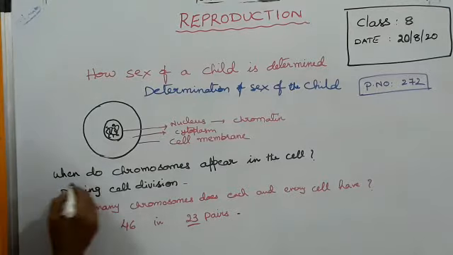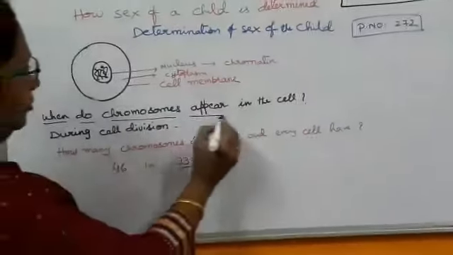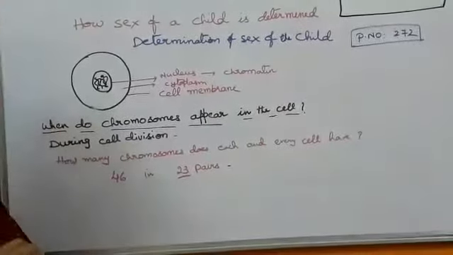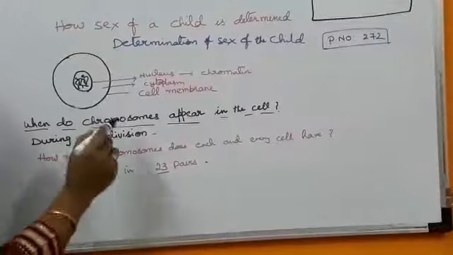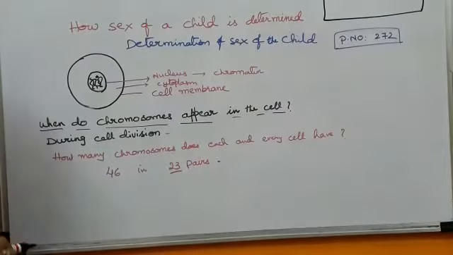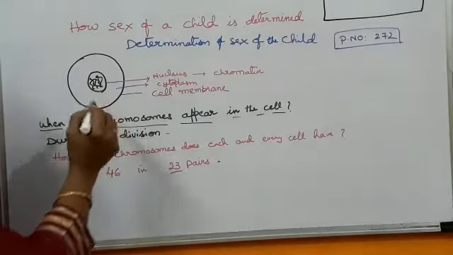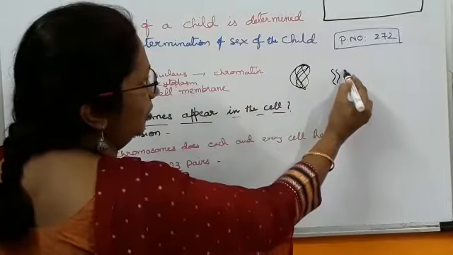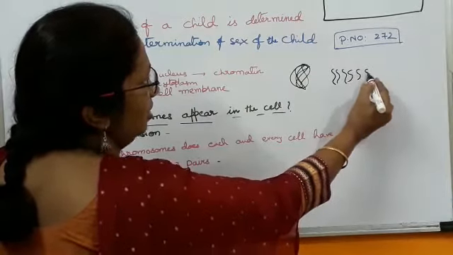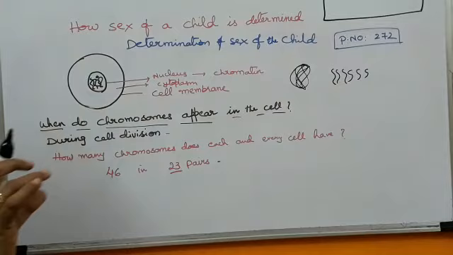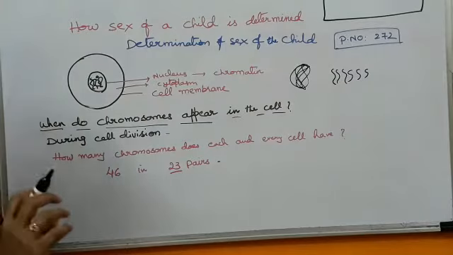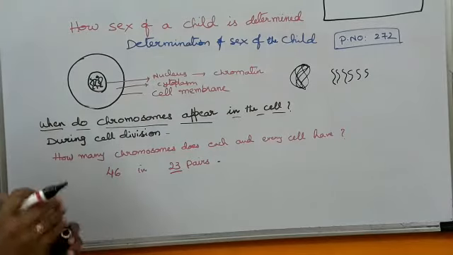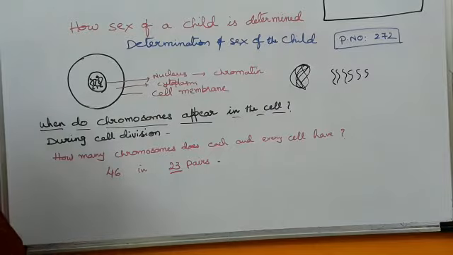When do chromosomes appear in the cell? This is a famous question you studied in lesson 1, the cell. They appear at the time of cell division. During cell division, the chromatin condenses and forms thread-like structures called chromosomes. Every species, or every particular organism, has a particular number of chromosomes. A species means organisms which can reproduce freely and produce fertile offspring.